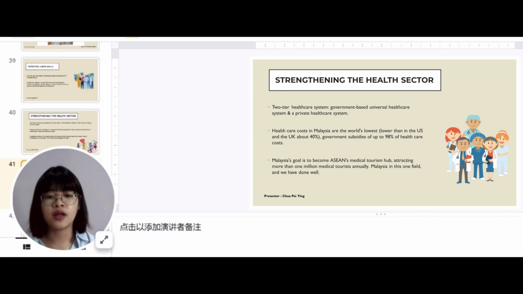Healthcare costs in Malaysia are among the world's lowest, about 40% lower than the UK and US. The government subsidizes up to 98% of healthcare costs, while Malaysia's goal is to become an Asian medical tourism hub, attracting more than 1 million medical tourists annually. In this one field, we have done well. So for this reason, there is no other choice in the next 5 years but to strengthen the healthcare sector as the field of attention.